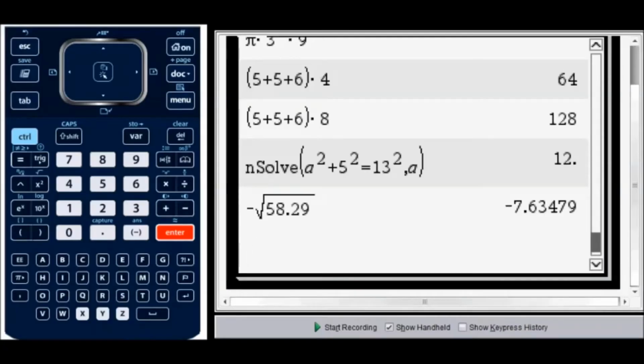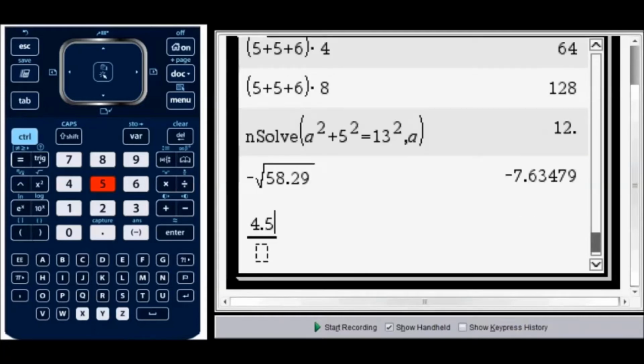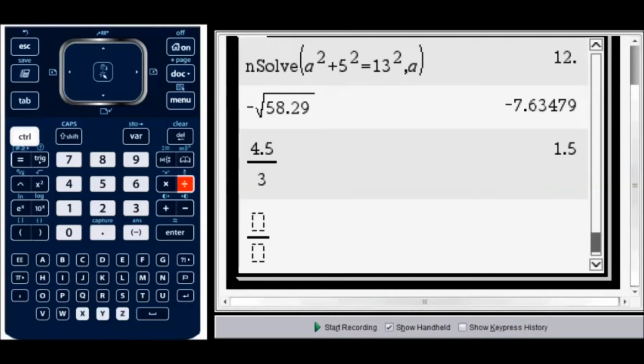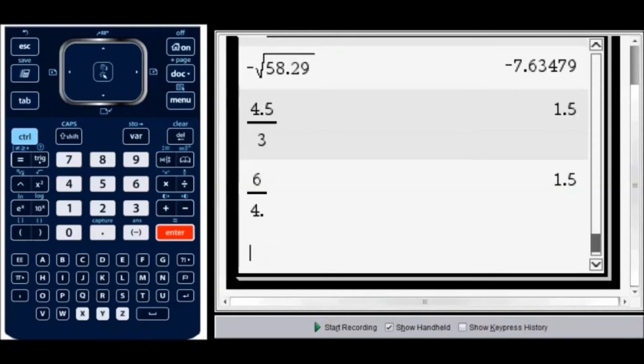Alright, our number we were getting was 1.5, so we're going to go ahead and put our fraction bar up. And we have 4.5 over 3. And look, it gives me 1.5. So I'm going to go ahead and try my last one. My last one was 6 over 4. So I'm going to put in my fraction bar and put a 6 over 4. I am going to put a decimal after the 4 because I want it to convert it to a decimal for me. And it's also 1.5. So that verifies that this is proportional.